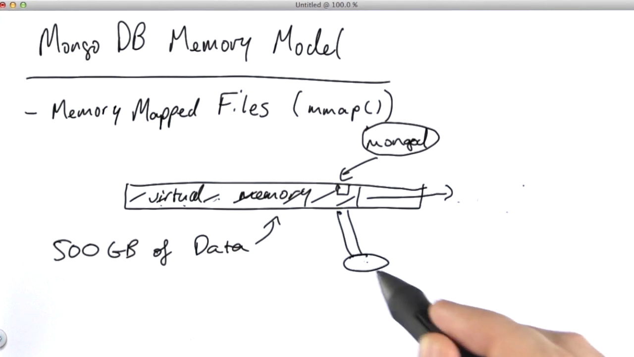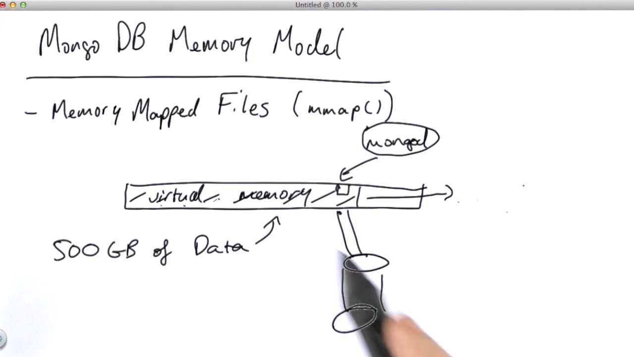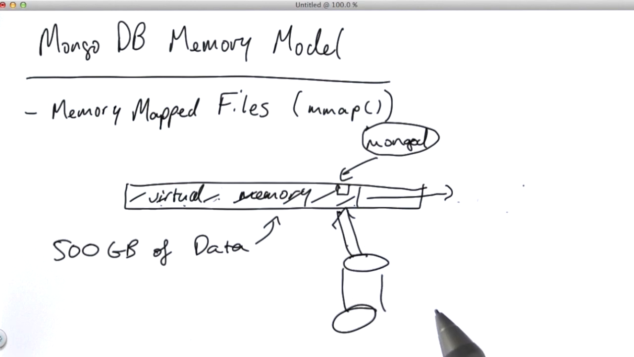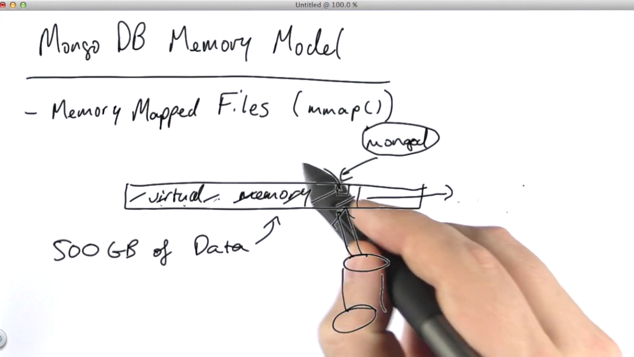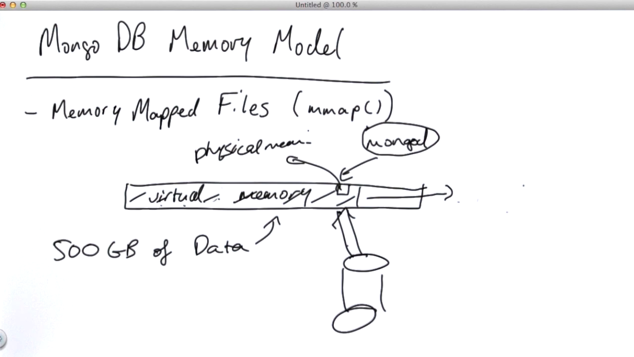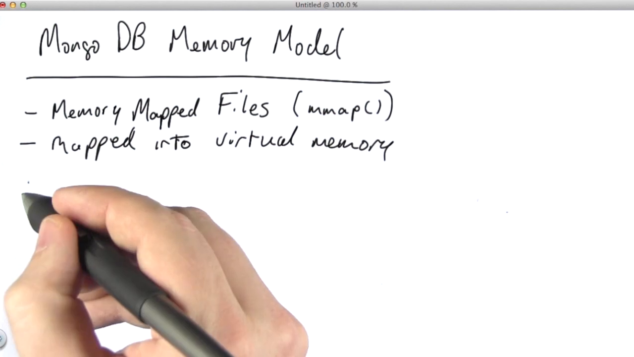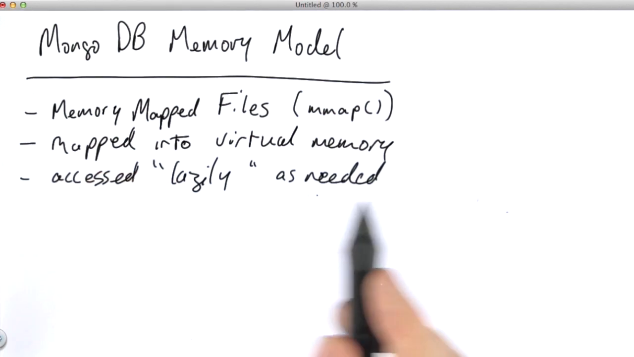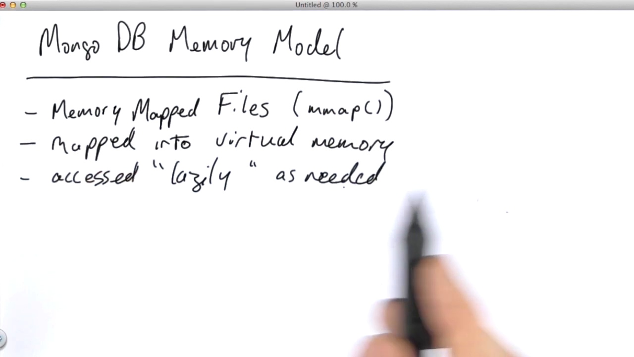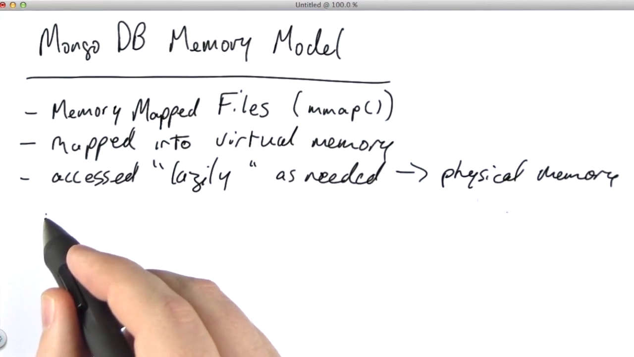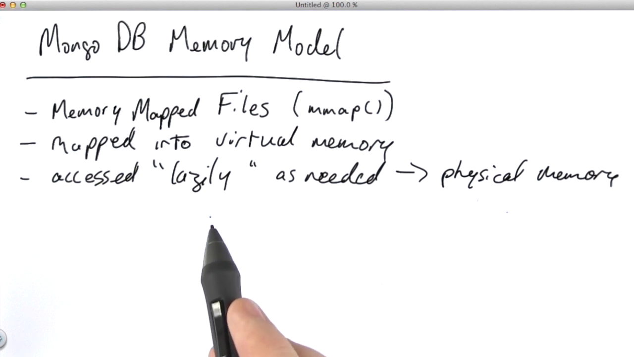So if you imagine this is all a map to locations on disk, it requests that particular piece of data. That then gets fetched off of disk and loaded from there into the physical memory we mentioned earlier. That's what's going to count towards your resident memory and various other statistics that we've been looking at in MMS. So to summarize, they're mapped into virtual memory, they're accessed lazily as needed, and at that point, when they are actually accessed, they are read into physical memory.